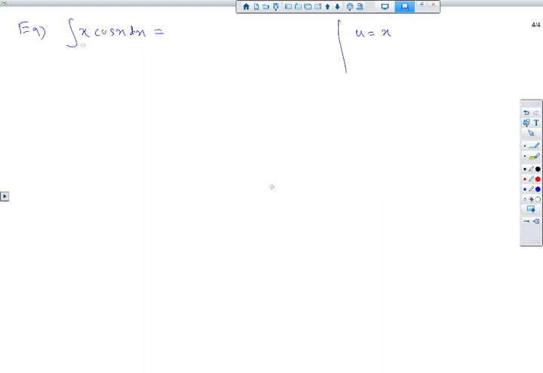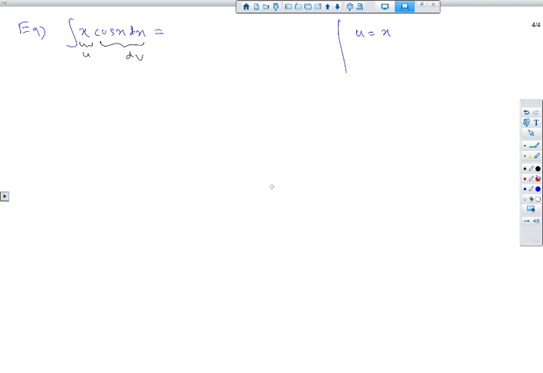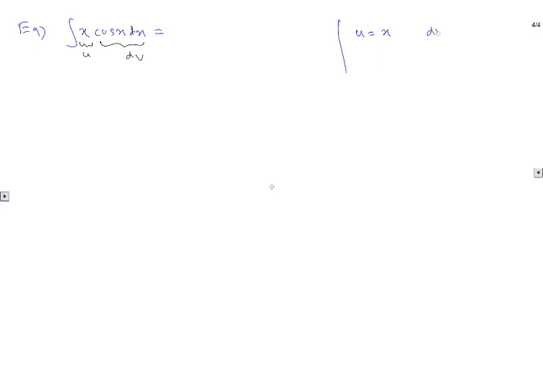So, for example, the integral of x cosine x. Again, we have a polynomial and a trigonometric function. So u equals x, and the rest of the integral is dv. That means dv equals the rest, so it is cosine x dx.